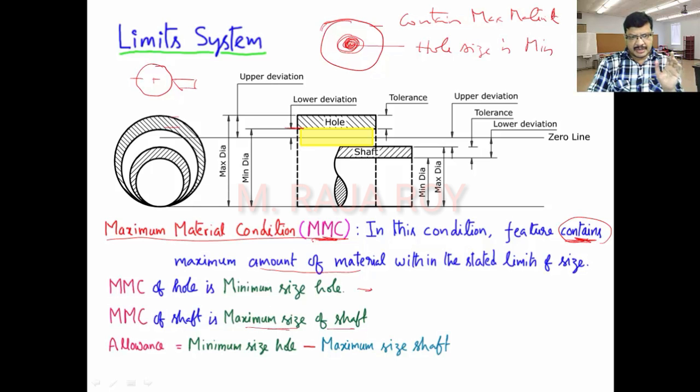In the maximum material condition, coming to the hole, the size of the hole is minimum. Coming to the shaft, the size of the shaft is maximum. Now what is allowance? Allowance is the difference of dimensions, the difference of sizes between hole and shaft. So the hole is the minimum hole and the shaft is the maximum shaft. The difference between these two we will call allowance in this case.